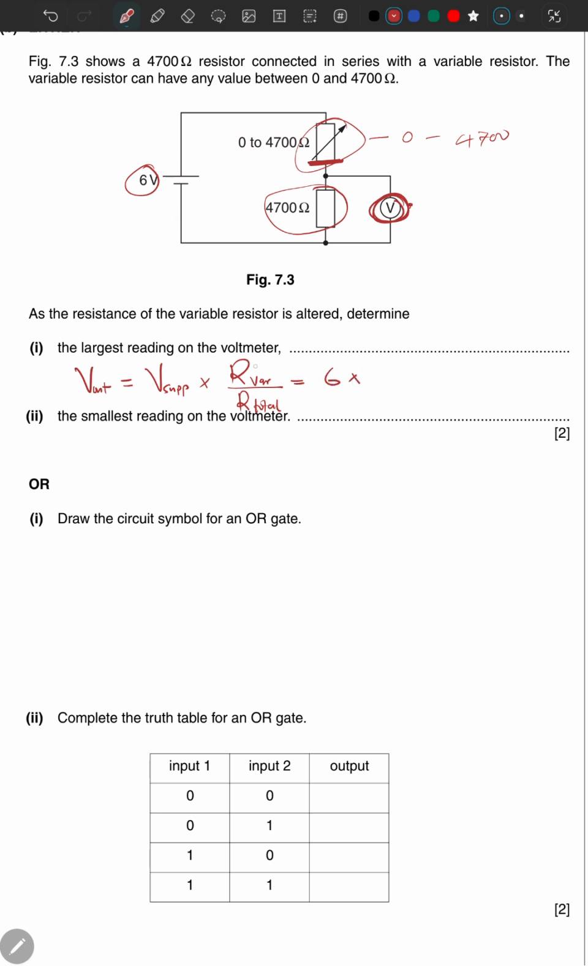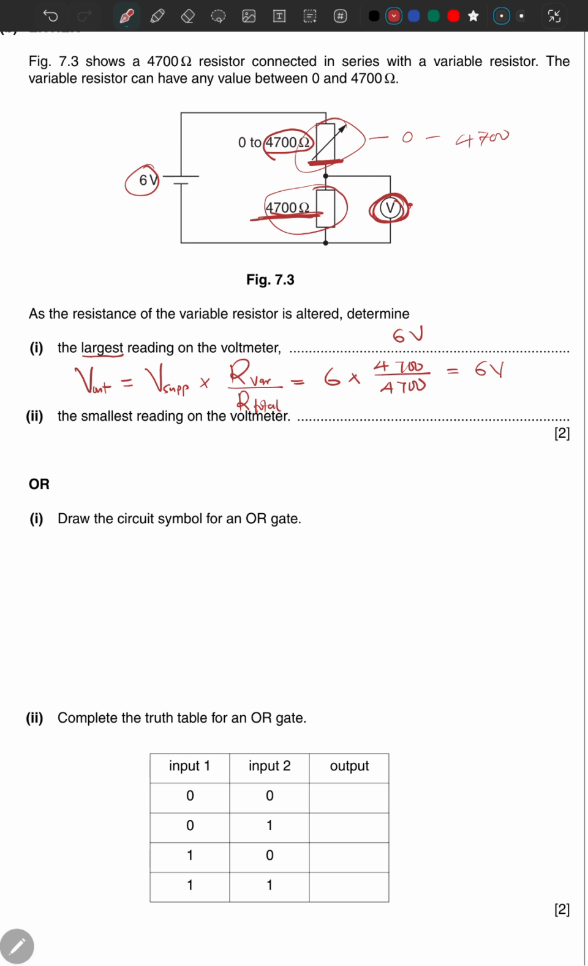Now, when it's maximum, what's the voltage supply? 6. When it's maximum, meaning when it's largest, we record the largest value of that resistor, 4700, plus the other resistor. The total will always be 4700 because it can't exceed that value. Meaning this and this cancel, and you remain with what? 6 volts. So the largest reading is 6 volts.